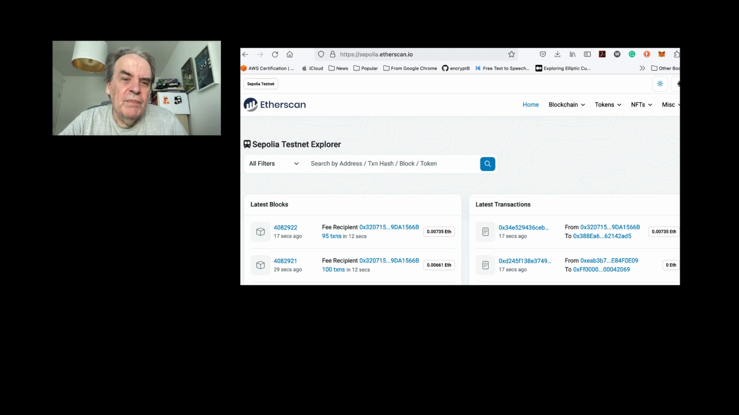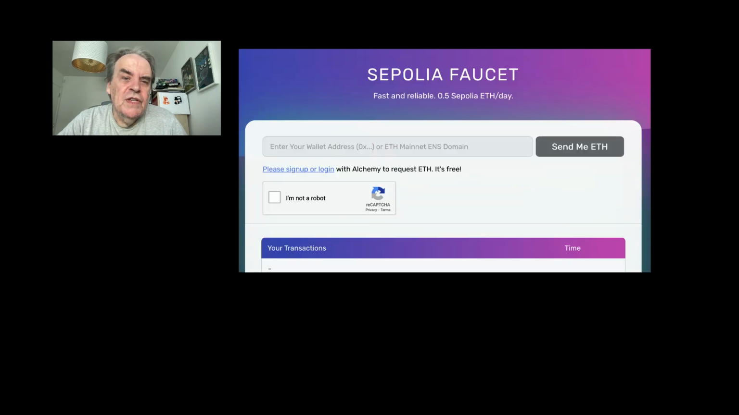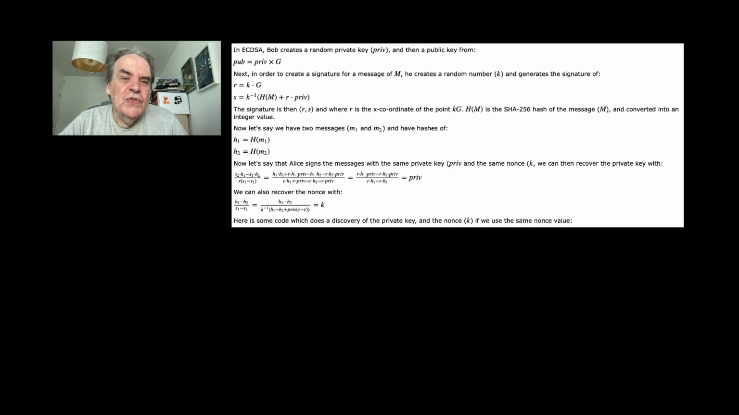Current networks include Sepolia, Etherscan.io, and Goerli.net. Ether can be mined for test purposes from a faucet, such as faucet.metamask.io. This normally requires some proof of work to gain the ether in order to protect against denial of service against the faucet. The private key can be revealed from two ECDSA signatures which use the same random nonce value.